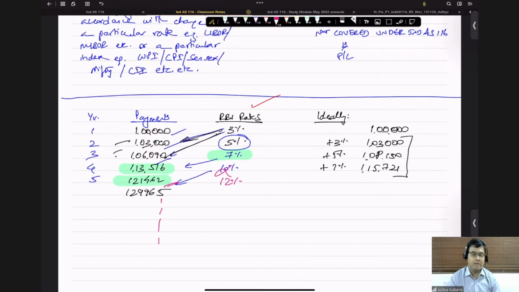These are variable payments because these payments reflect passage of time. Is it okay? Yes. So this is the practical expedient. There is no other practical expedient.